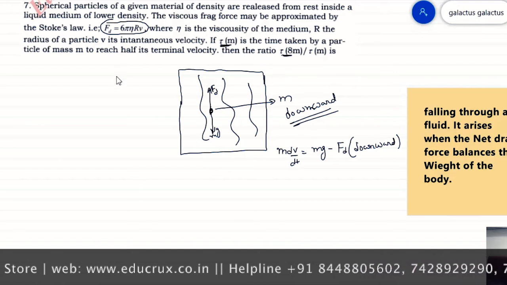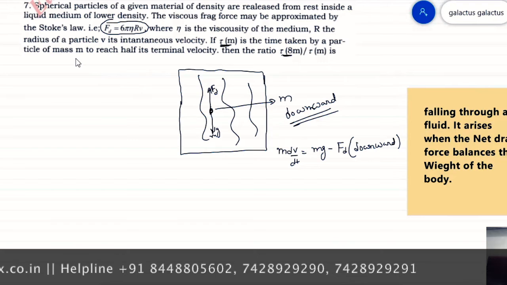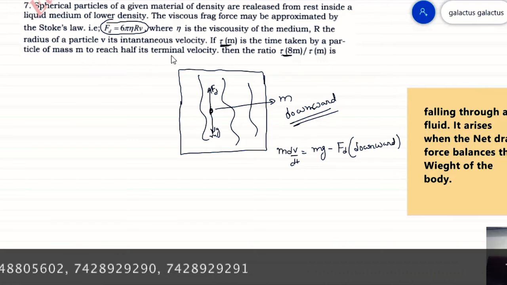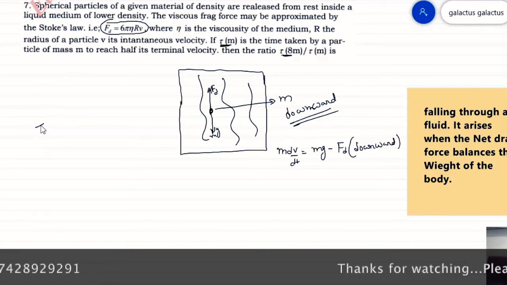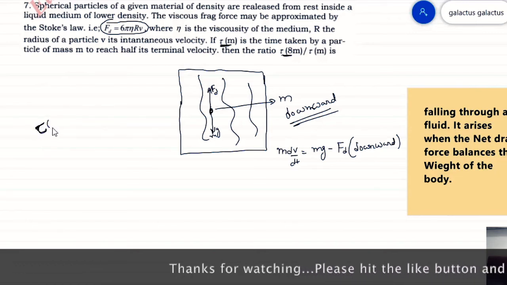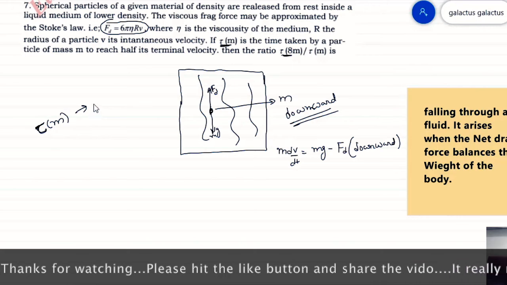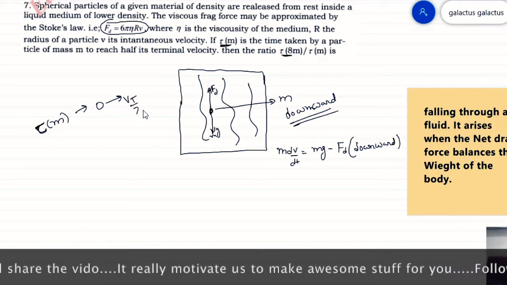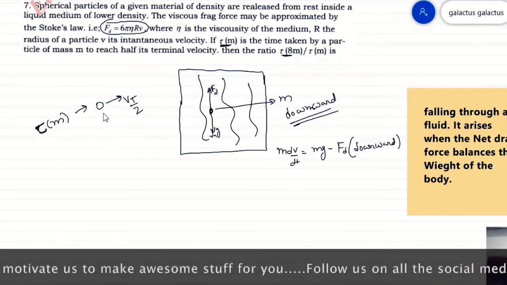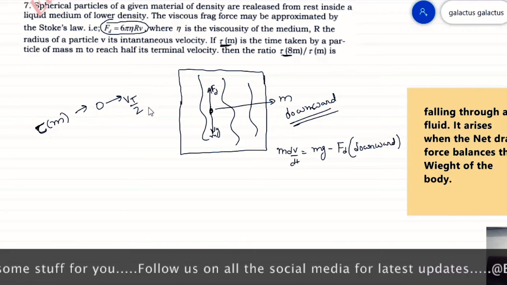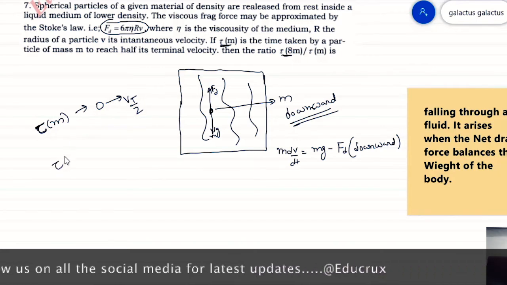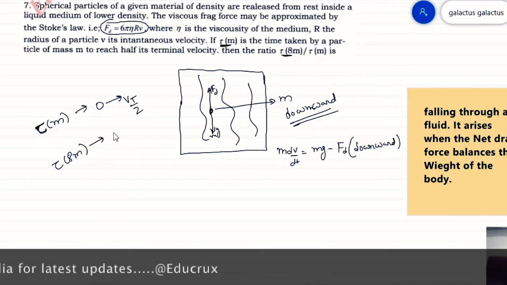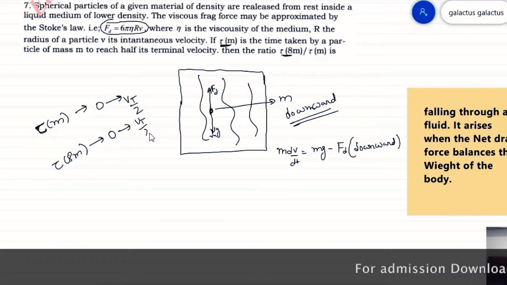Tau is basically the time taken for the particle of mass m and 8m to reach half its terminal velocity. So tau m is the time in which the particle goes from 0 to vt by 2. So 0 is the initial velocity and vt by 2 is half of the terminal velocity. And similarly for tau 8m, the time is the time taken by the particle to reach half its terminal velocity.